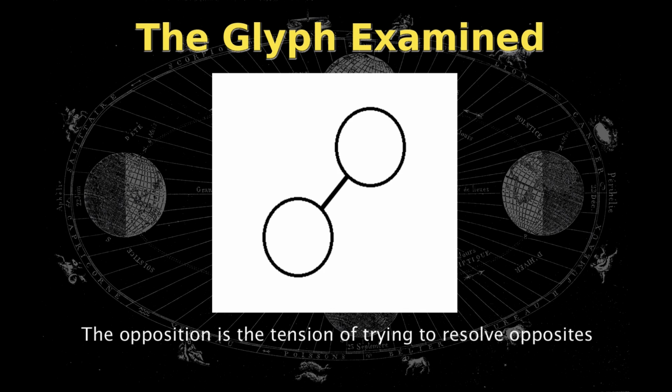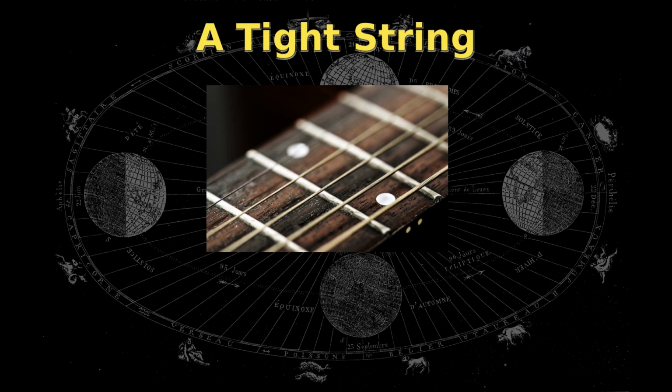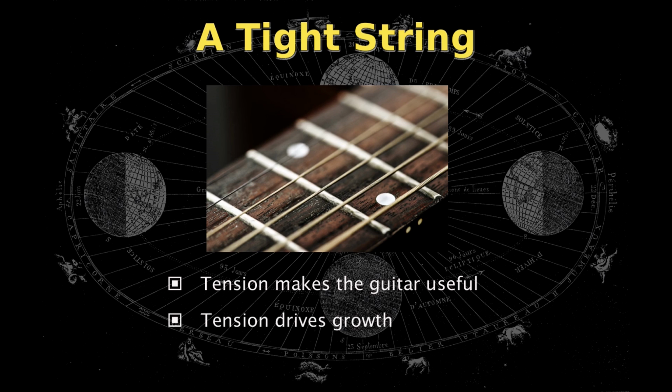Thus, we have a tension developing as we're trying to resolve opposites. This tension can be very useful. Think of a guitar. Absolutely useless without tension on the strings. Our own internal tension can be very useful as well. It motivates us to achieve things out in the world, for one, but also in dealing with these obstacles, we develop internally as well.